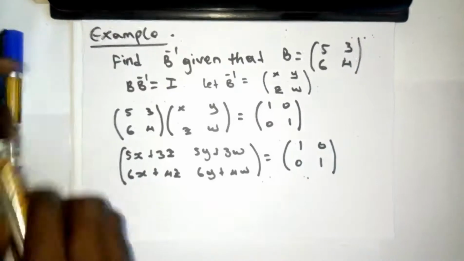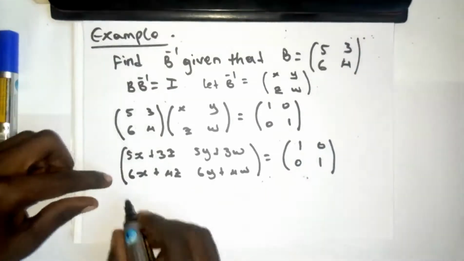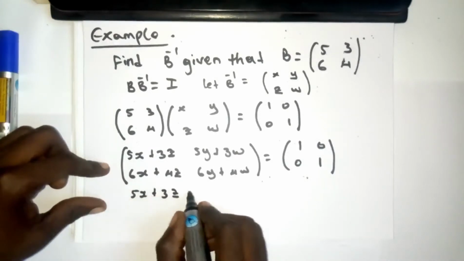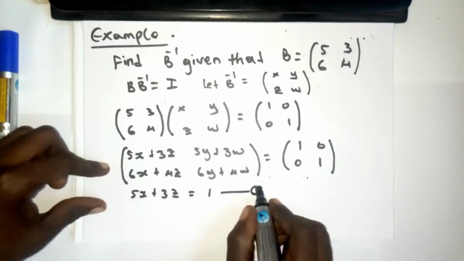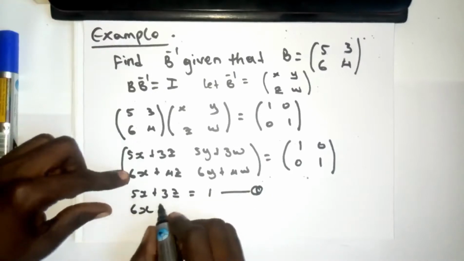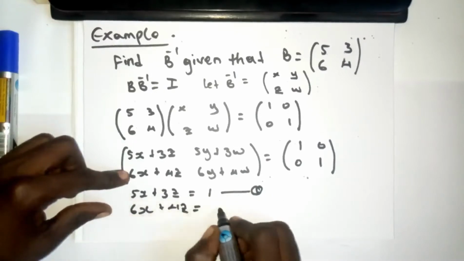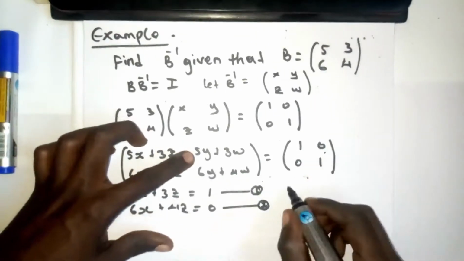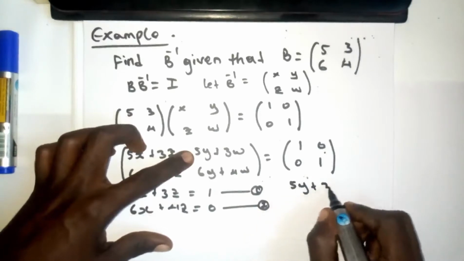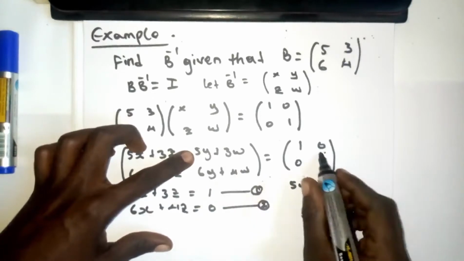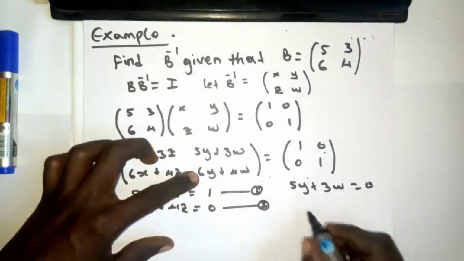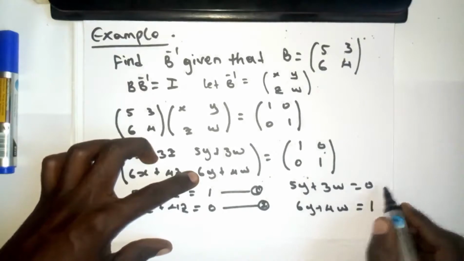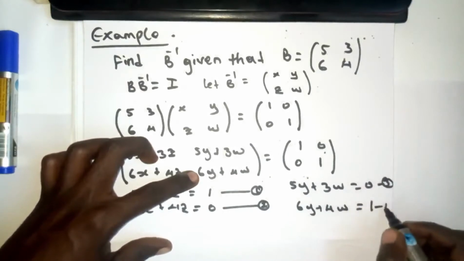So it implies that the equation is 5x plus 3z equals 1, I can call that equation 1. Then 6x plus 4z should give me a 0, that is equation 2. Then I go to this, which is 5y plus 3w should be equal to 0. Then 6y plus 4w should be equal to 1. This is equation 3 and this is equation 4.